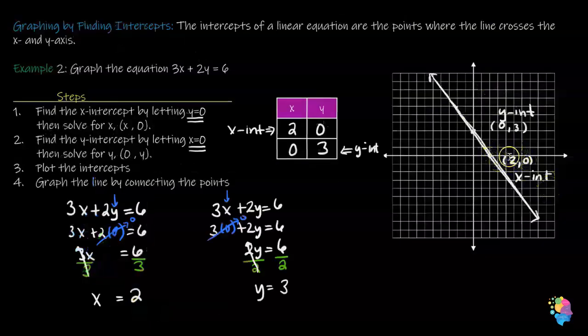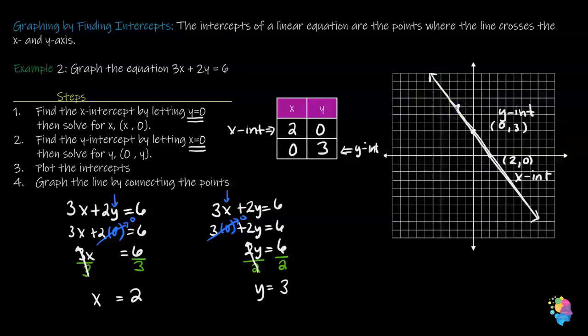So 2, 0 is there. Let's do the other one. The other one was negative 2, 6. So that means 2 to the left, and then 1, 2, 3, 4, 5, and 6. And negative 2, 6 also lands on the graph. So that means that the two graphs are the same.